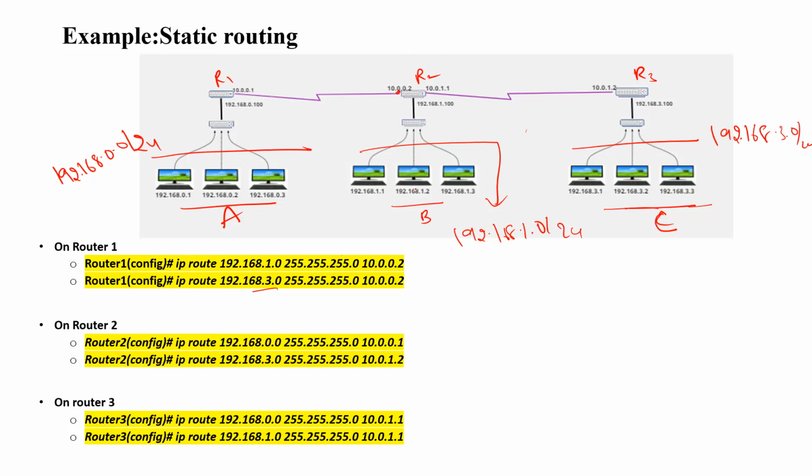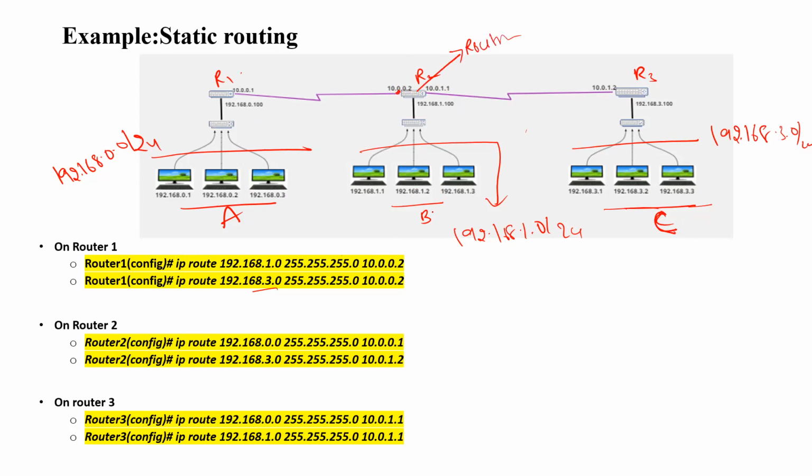So if you want to reach from A to B, it is fine with this routing table. But from router 2 to router 3, we need to reach, right? If you want to reach from A to C, that's why in router 2, we have configured the route for the C network also. Because once it reaches here, again it will check the routing table.